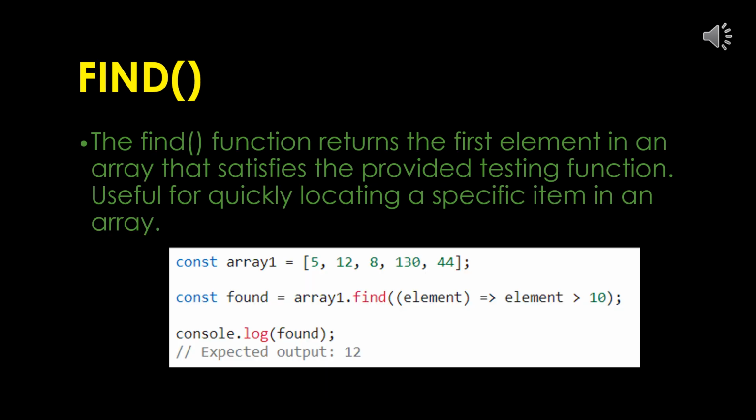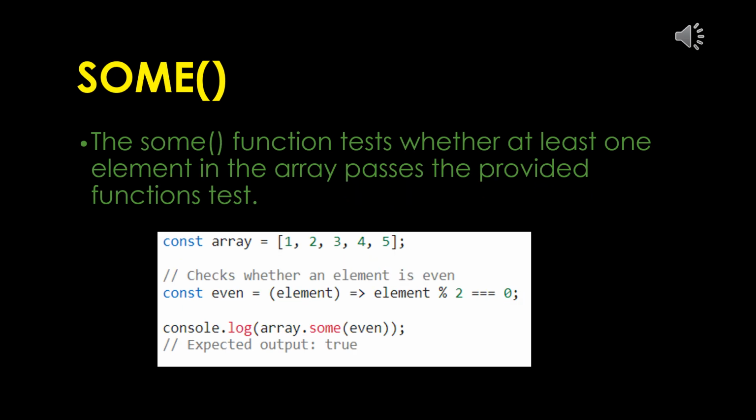Find function. The find function returns the first element in an array that satisfies the provided testing function, useful for quickly locating a specific item in an array. For example, if you want to find an element from the array with 5, 12, 8, 130 and 44, that is greater than 10, it will get the result as 12. The first element found which is greater than 10 is 12, so it will be stored in the found variable.